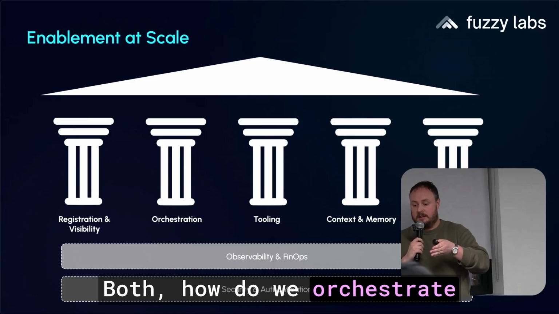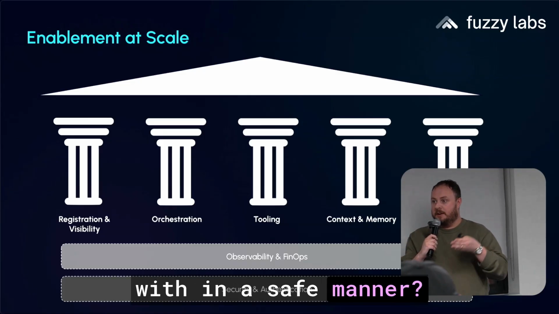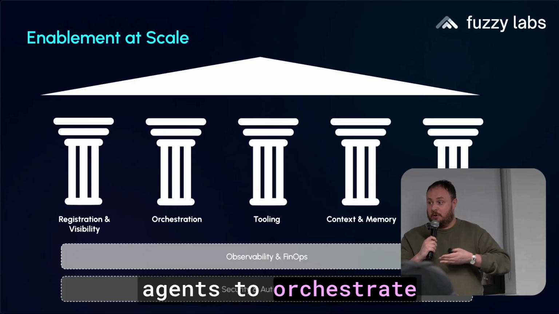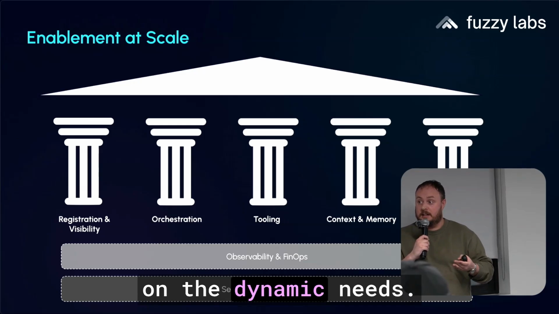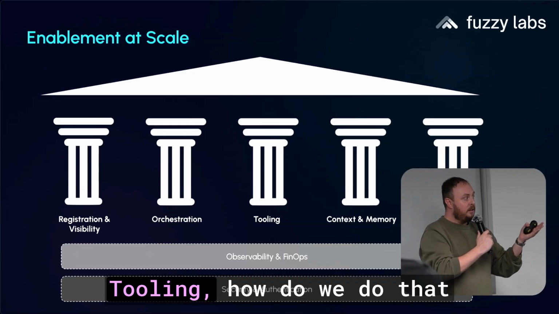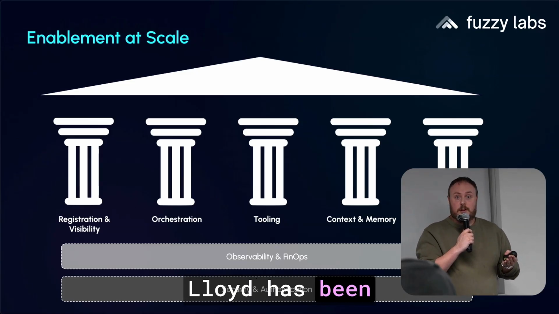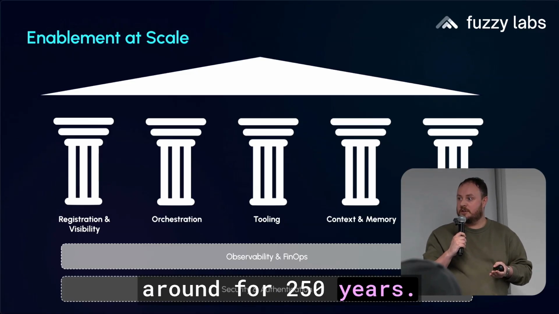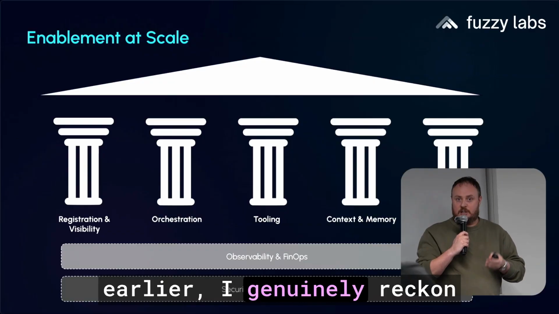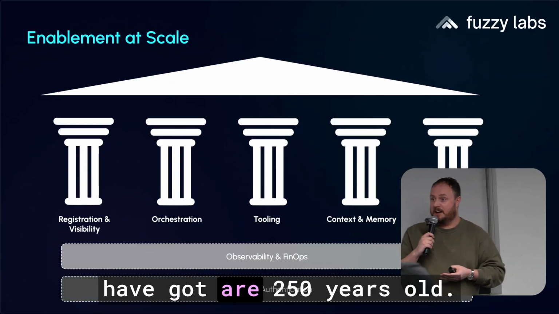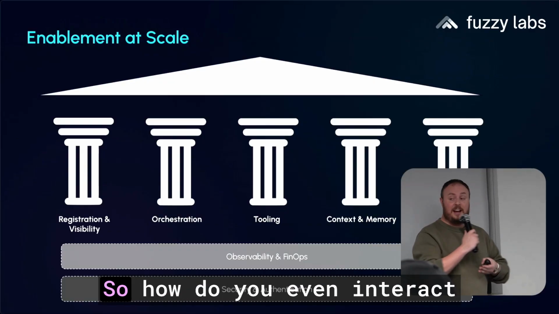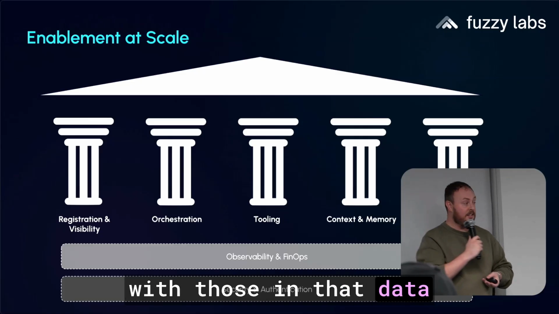How do we orchestrate? Both how do we orchestrate the agent to begin with in a safe manner, but then how do we enable agents to orchestrate themselves depending on the dynamic needs? Tooling, how do we do that at an organisation at scale? Lloyd's has been around for 250 years. I was saying to somebody earlier, I genuinely reckon some of the systems we have got are 250 years old. So how do you even interact with those and that data?